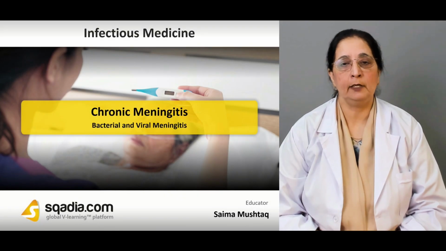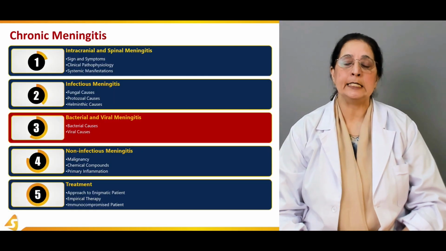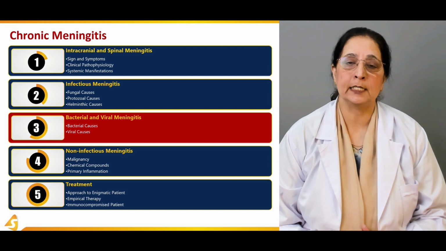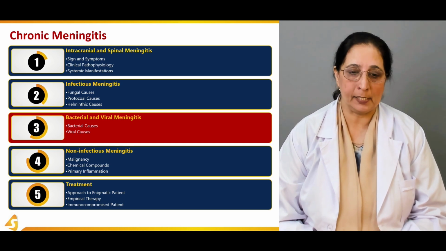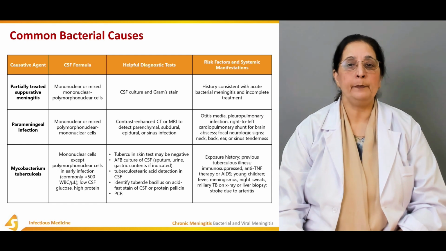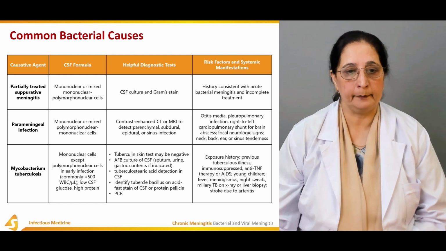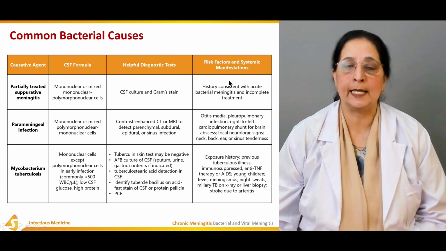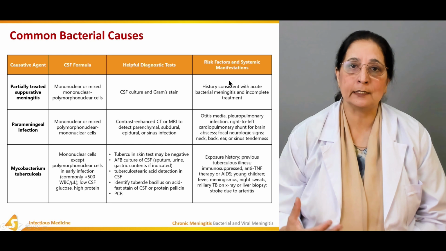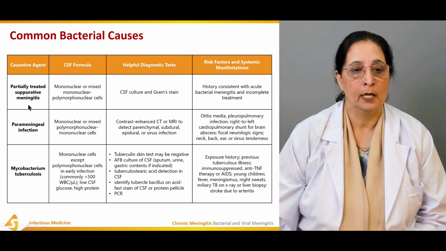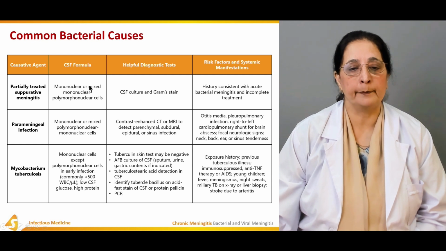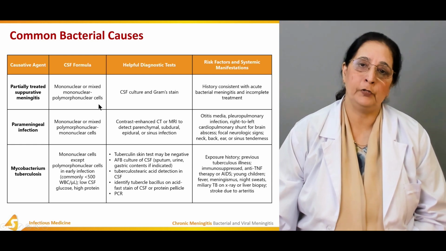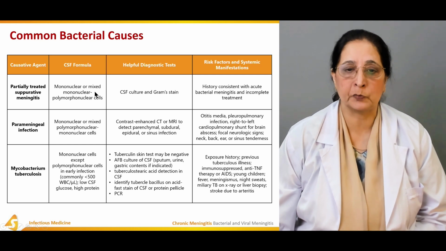Now in this section we will talk about chronic meningitis, especially caused by different bacteria and viral causes. So, what are the common bacterial causes of chronic meningitis, how do they present, and what are the diagnostic tests for these infections? We have partially treated suppurative meningitis, where mononuclear or mixed mononuclear and polymorphonuclear cells are present in the cerebrospinal fluid.